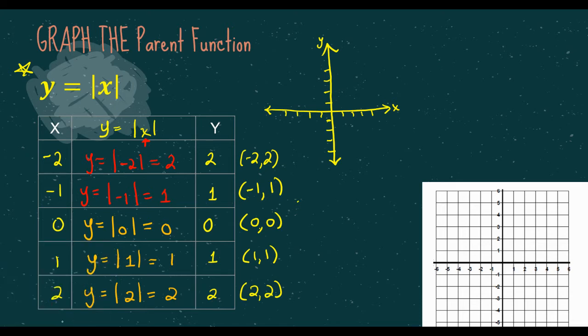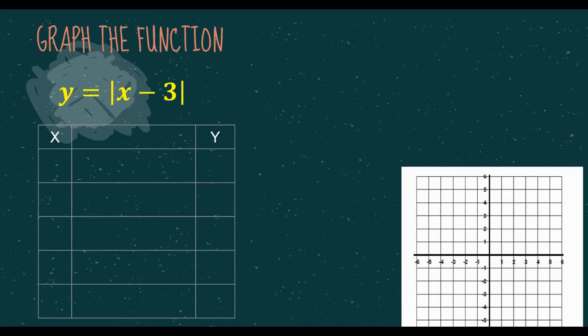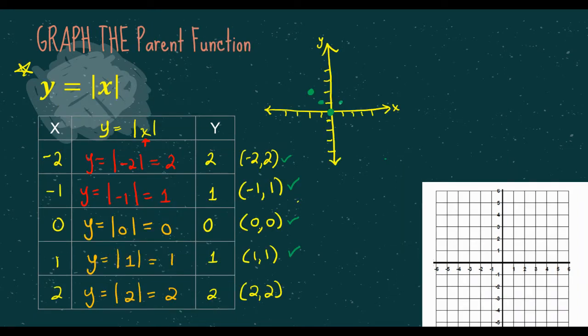Okay, so then we're going to go ahead and graph these points. So let's plot this point. -2, left 2, up 2. Next point, left 1, up 1. Next point, 0, 0. Next point, over 1, up 1. And the last one, over 2, up 2. And what do you know? We got a V-shaped graph.